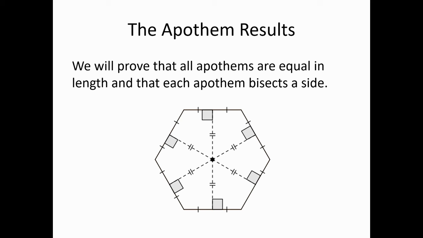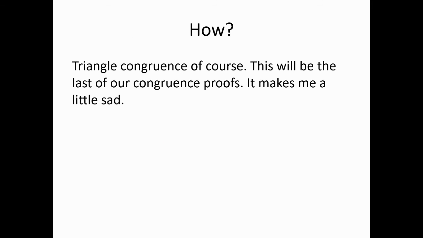Now, I've also noted in the diagram that since all the sides were equal, since by definition, or by stipulation, this was a regular polygon, then all of those halves of the sides created by the apothems are equal to one another. Now, how will all these proofs go? Well, triangle congruence, of course, right?